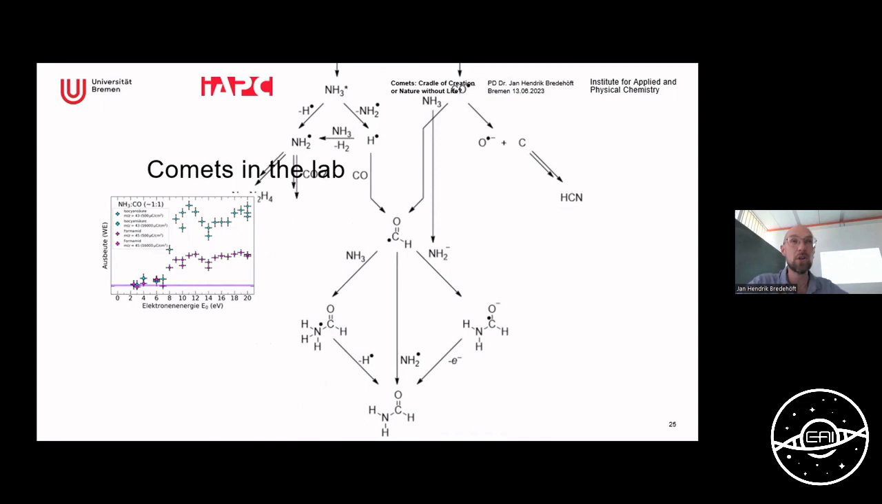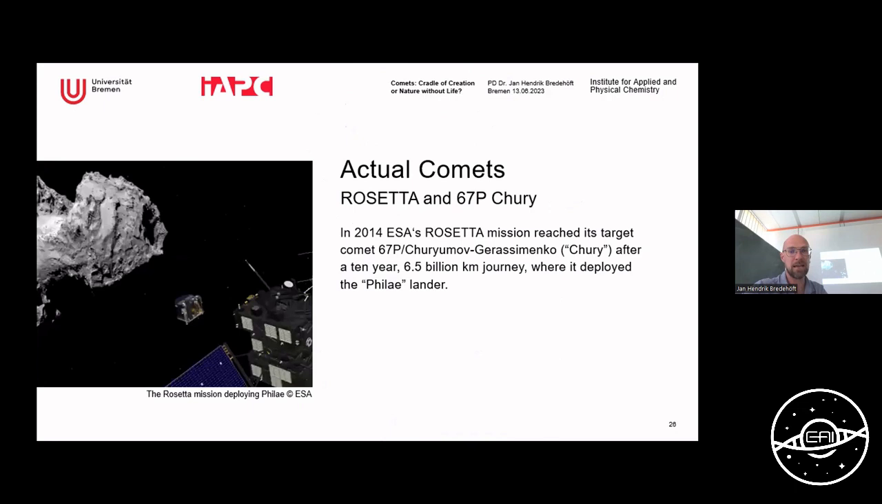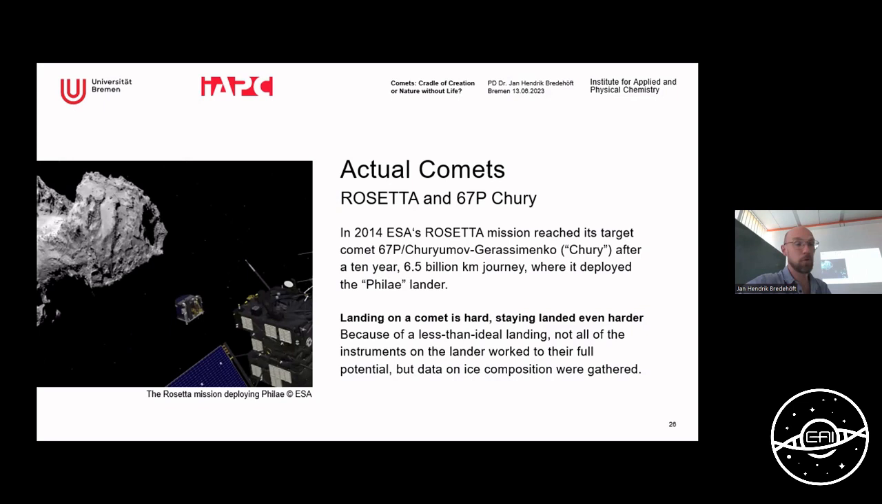But how do we know that this actually is relevant in terms of looking at comets? And we did go and check. Almost 10 years ago, we landed the Rosetta lander Philae on comet 67P Churyumov-Gerasimenko. And we actually did analyses on the comet. The first thing that we learned is that landing on a comet is very hard. Actually staying landed on the comet is even harder.